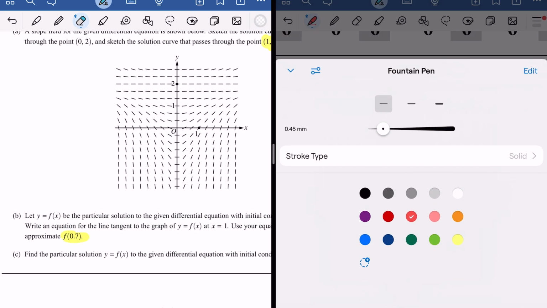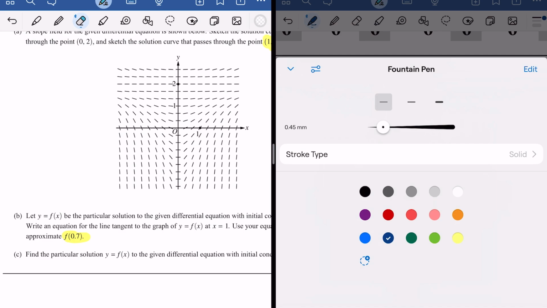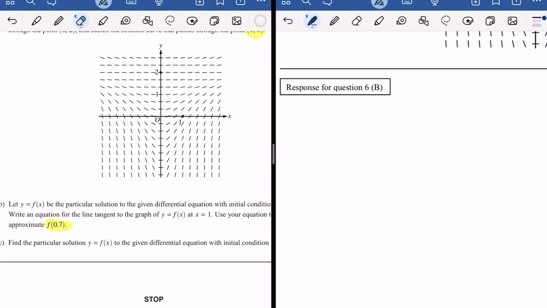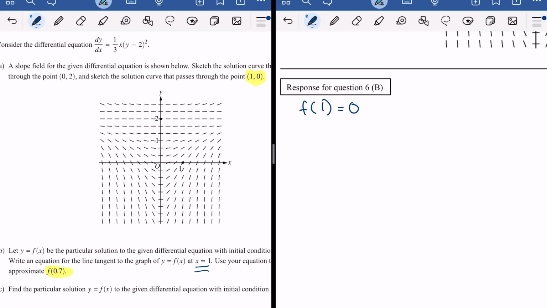On part B, we need to find the equation of the tangent line and then use that to approximate f(0.7). So the first thing I do is find the equation of the tangent line, which needs x1 and y1. The x value is at 1, which means we do have a y value. (1, 0) is given in part A, right here, the initial value. So that's our (x1, y1).